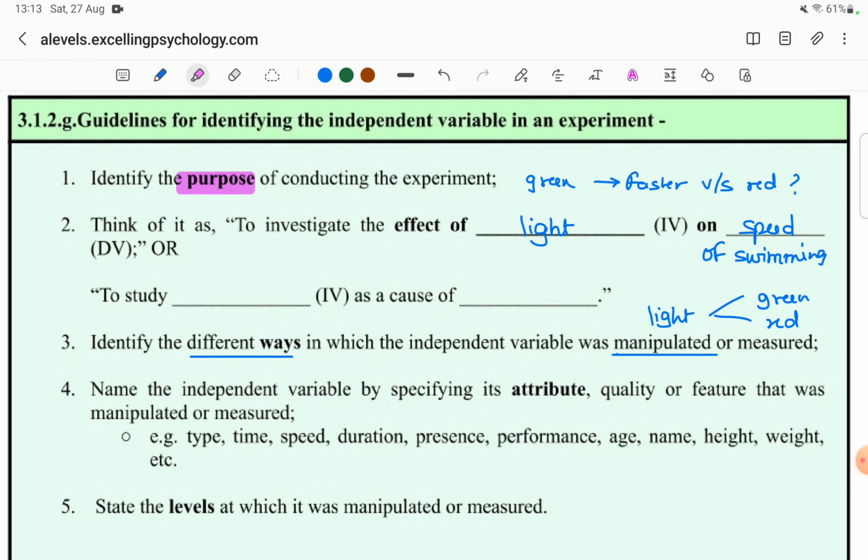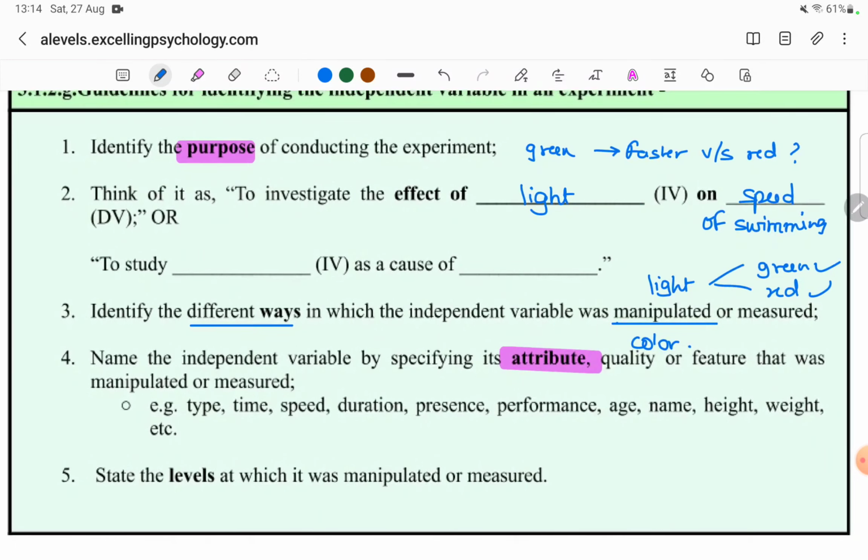Next, I need to identify which attribute of light she manipulated. Did she manipulate the brightness of the light? No. She manipulated the color of the light. So the color was either green or red. And finally, I need to state the levels at which she manipulated the color of the light. So she manipulated the color as either green or red.